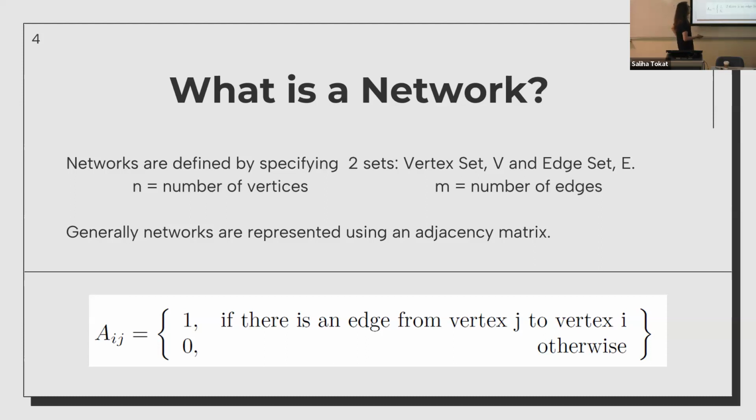Generally, if we want to use some sort of mathematical tool to represent a network, we use an adjacency matrix. The adjacency matrix is defined as follows, and I will use A_ij to represent it. The entry A_ij will be 1 if there is an edge from vertex j to vertex i. And if there is no edge from vertex j to vertex i, it will be 0.